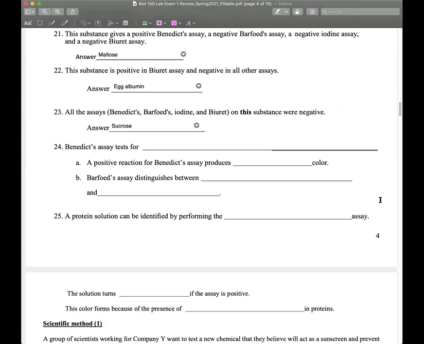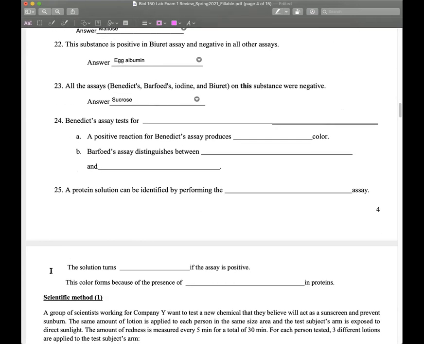All right, do we want to go over 24 and 25? I heard a yes. That's good enough for me. Okay, so Benedict's assay. Jenna, what do you think? Benedict's assay.